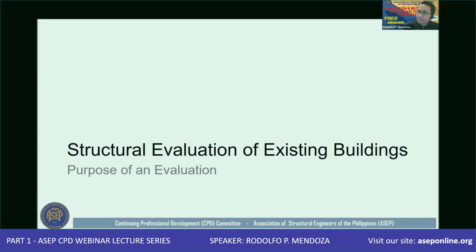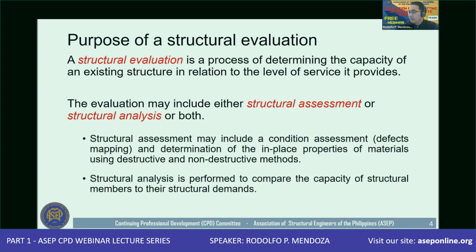So the first thing that we should know when conducting structural evaluation is knowing the purpose why the owner or the stakeholder wants us to conduct a structural evaluation. Why does the owner want us to evaluate their structure? Now, in doing so, we need first to have a definition of what is really a structural evaluation.